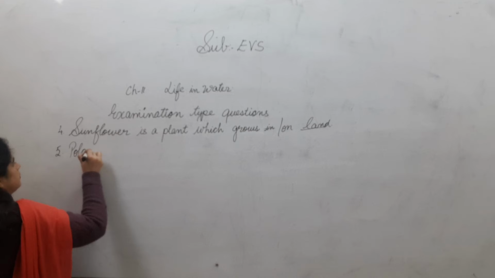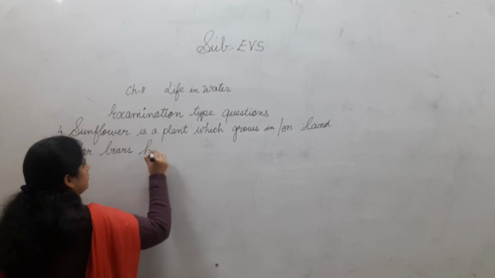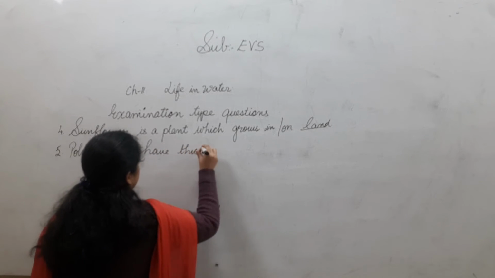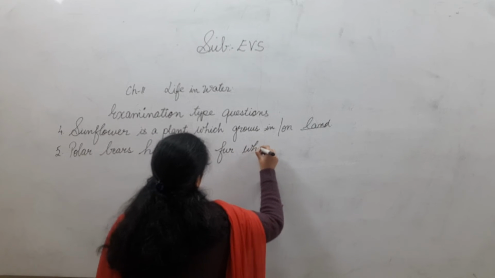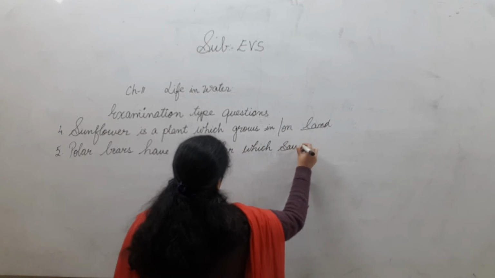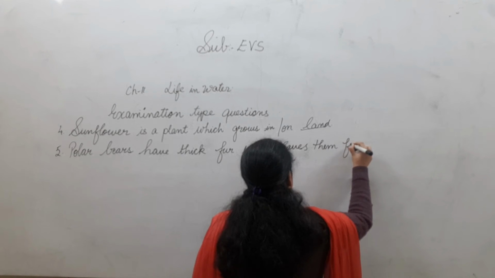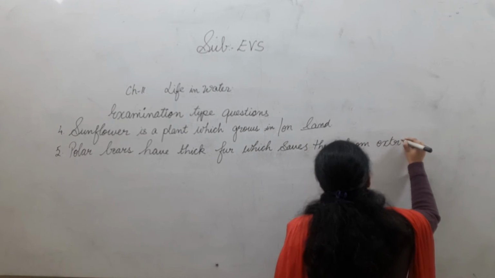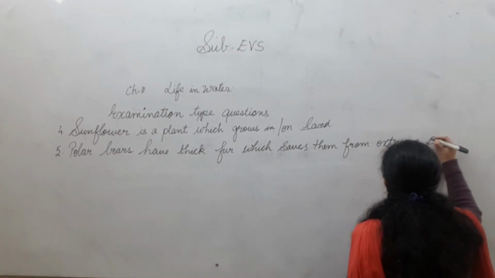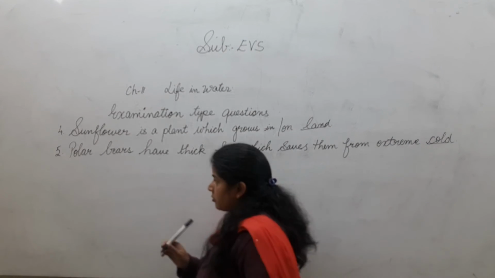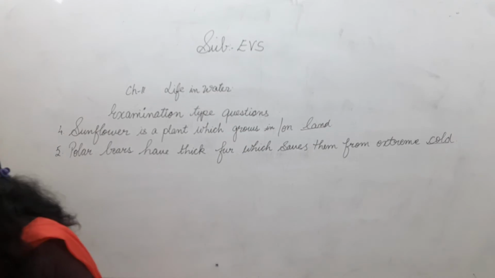Okay, and the fifth one is polar bears have thick fur which save them from extreme, जो इसे बहुत ही ज़्यादा किससे बचाता है, किससे बचाता है फर उसको, कोल्ड, एक्सट्रीम कोल्ड, बहुत ज़्यादा ठंडी से पोलर बेयर को कौन बचाता है, उसके थिक फर, उसके बड़े बाल। Okay, so this your lesson is complete.